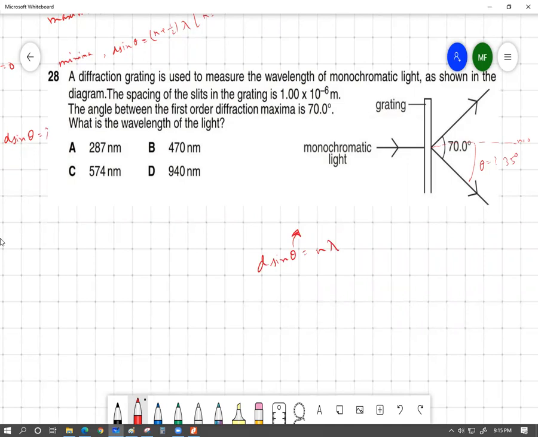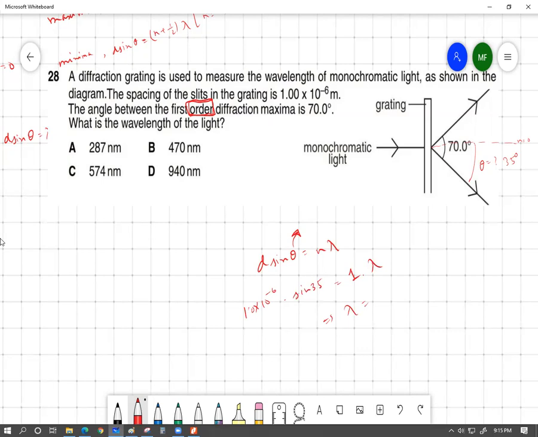So now let's just place all the numbers. So 1.0 into 10 to the power minus 6, there's the value of d, multiplied by sine 35. And these were both for the first order maxima. So we use the term order to represent which maxima are we talking about. This is the way we use the term 1 into lambda. So এই ইকুয়েশন থেকে এখন আমাদের lambda বের করতে হবে। ক্যালকুলেট করে দেখো তো কত আসে। Use your calculators. I'll use mine. Sine 35 into 1 to 10 to the power minus 6.